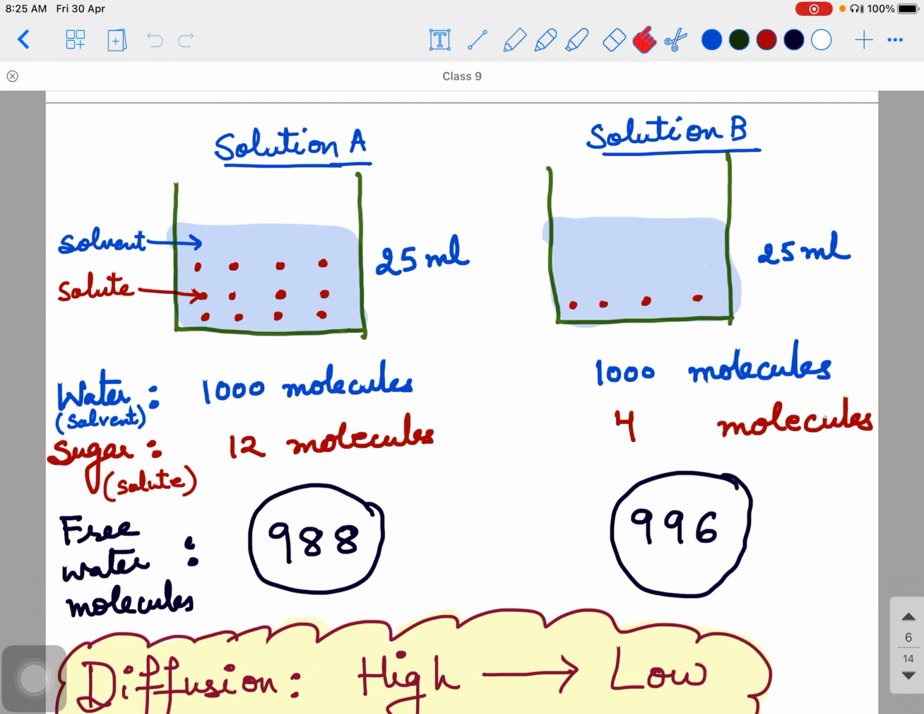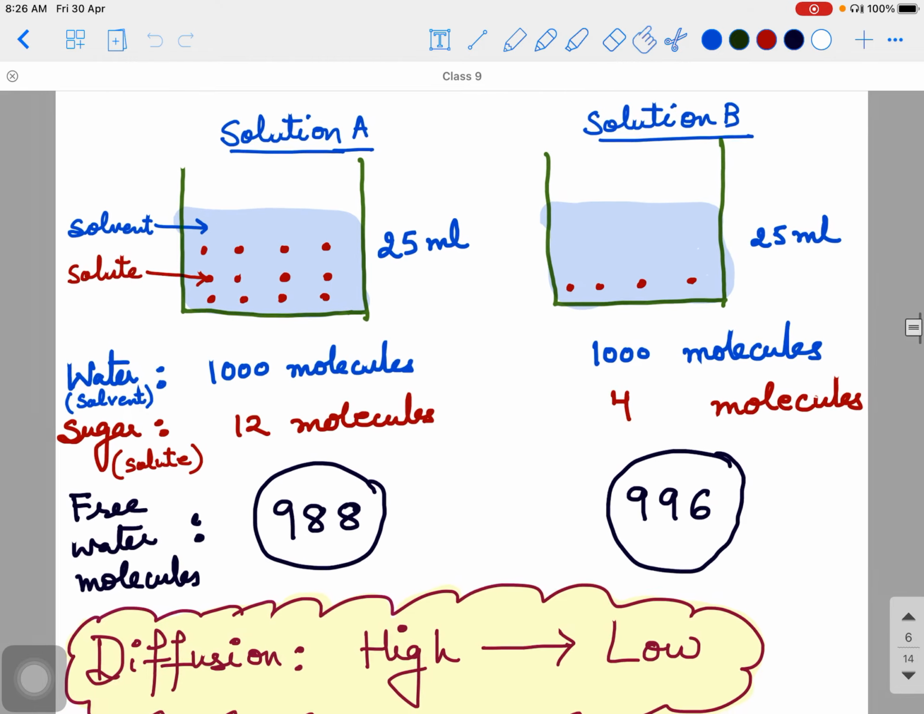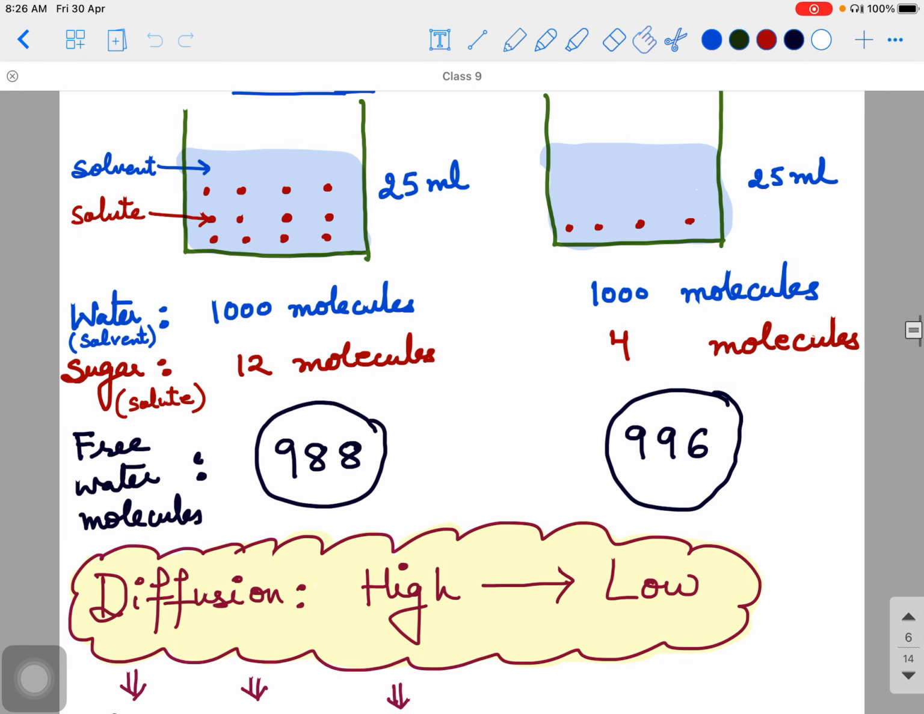In other words, we can say that free water molecules are more in solution B as compared to solution A. In solution A, 988 molecules are free water molecules. In solution B, 996 water molecules are free. So, water concentration is more in solution B as compared to solution A. So, the higher concentration of water is present in beaker B as compared to beaker A. That's how we can find out where the concentration is more and where it is less. And after finding that out, we can tell the direction of diffusion also.